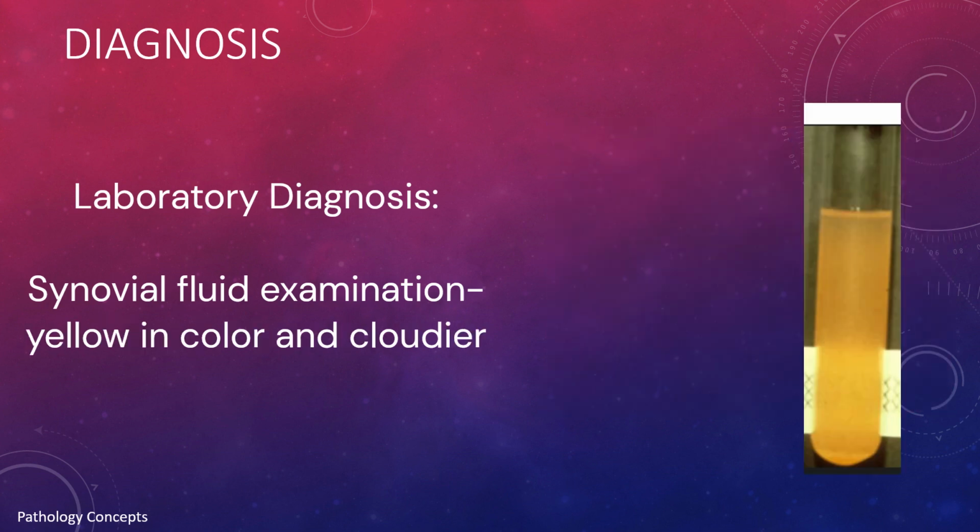Synovial fluid during a gout flare-up is usually yellow in color, cloudier in appearance, and it contains crystals and white blood cells with neutrophil predominance.